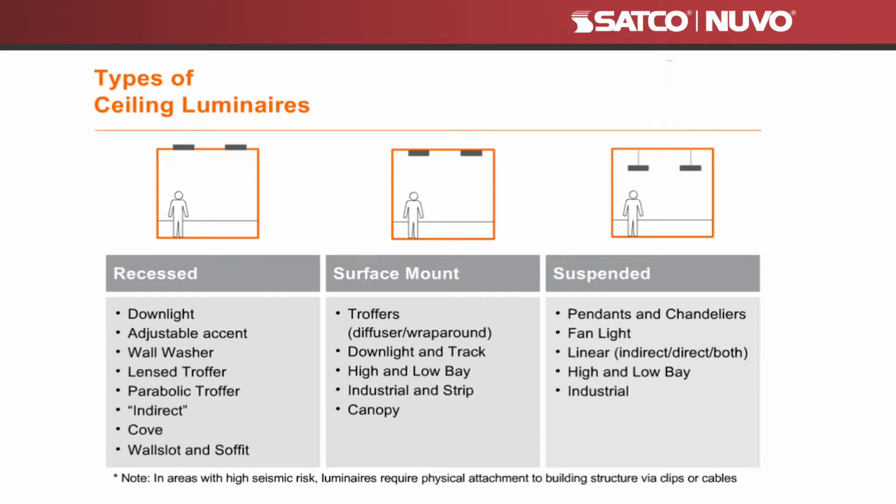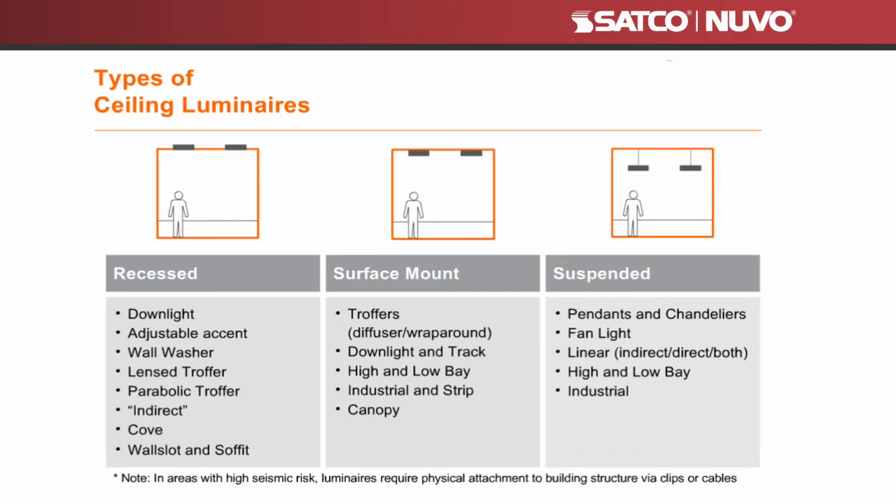Surface mounts are on the finished ceiling, and in residential we call these flush mounts. You can have a troffer that mounts to the ceiling, downlights and track that mount to the ceiling, high and low bays, strips, and also canopy lights, which are very popular for exterior applications.